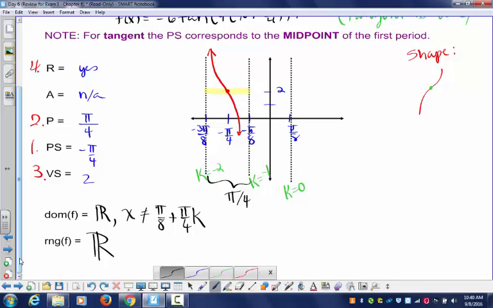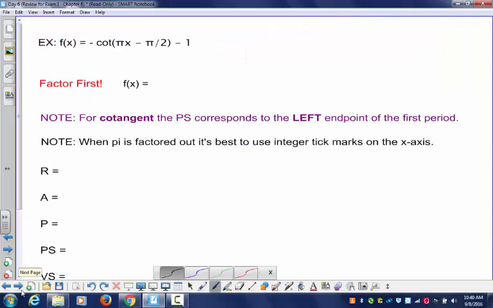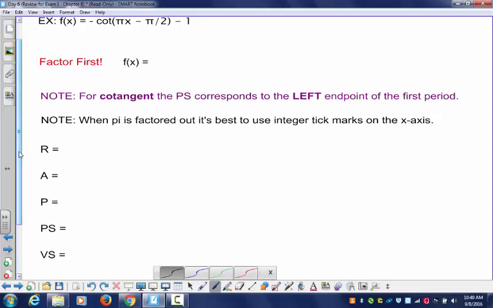Okay, so that's the one oddball. Period has the phase shift as a midpoint. All right, let's go to cotan. All right, you guys factor that and pull off your 5 characteristics, and then we'll graph it.